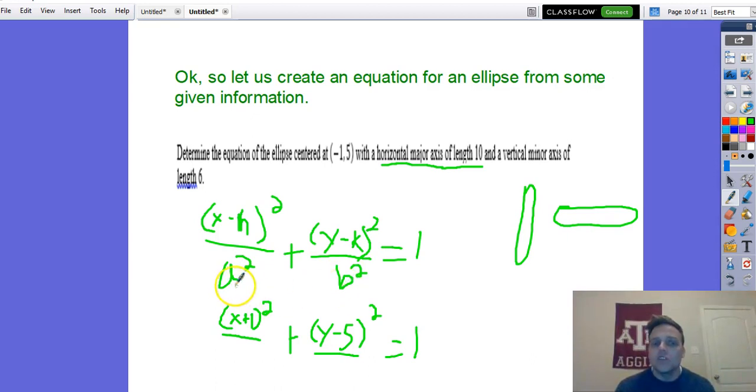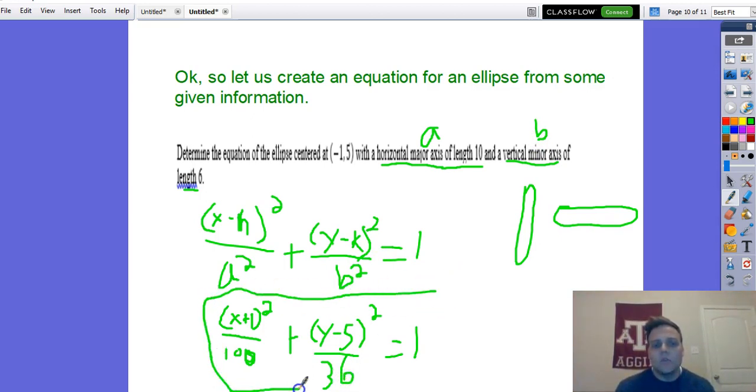A and B are just your axis lengths. So, if A is 10, then A squared is going to be 100. That's a 100, not a 106. And it says vertical minor axis of length 6. That means that my y-axis is 6. So that's B. So that means B squared is going to be 36. And there I go. I have my ellipse equation.